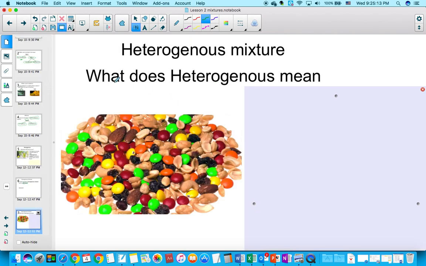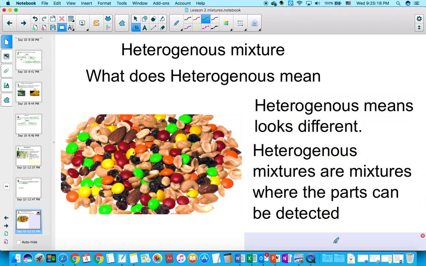Heterogeneous mixtures. Well, what does that mean? All that means is looks different. Heterogeneous mixtures are mixtures where the parts can be seen. And so here we have a picture of trail mix. And this would be a good example of a heterogeneous mixture.